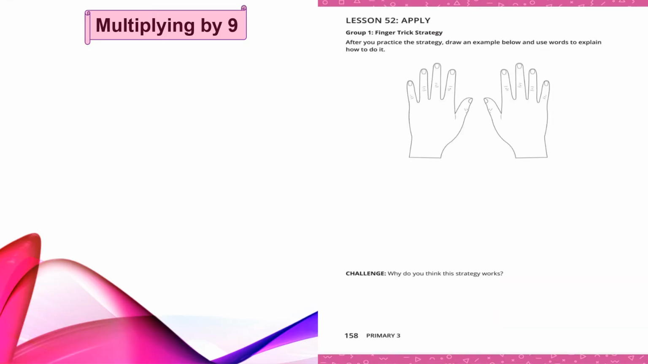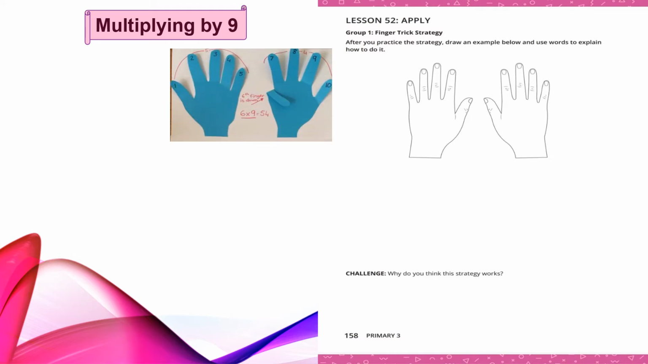Multiplying by 9. Here in this part, we will learn together a new strategy to get the answers of table 9 by using our fingers, and it's called finger trick strategy. Look at this picture. I have two hands, and each finger has a number: 1, 2, 3, 4, 5, 6, 7, 8, 9, 10.